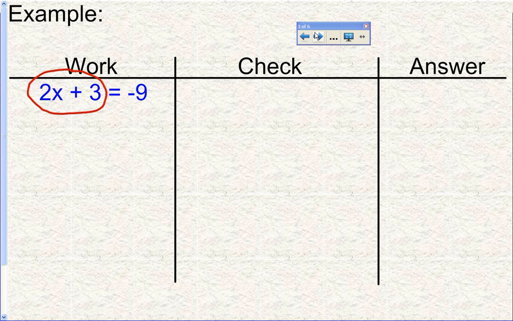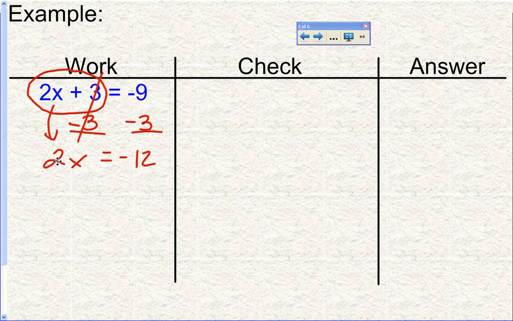So what are we going to do first on this problem? We're going to get rid of the 3. So we're going to subtract 3 from both sides of the equation. So 3 minus 3 is 0, so that goes away. Negative 9 minus 3 is negative 12. But don't forget, we still have the 2x here, so we've got to bring that down. So now we have 2x equals negative 12. So to get rid of the plus 3, I did the opposite, minus 3, and it left me with 2x equals negative 12. So now it's just a one-step equation.